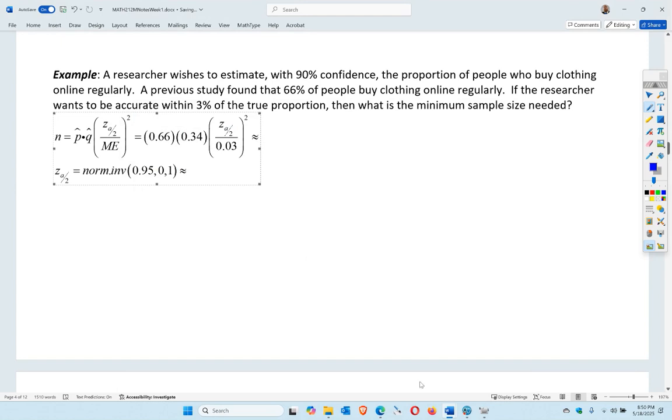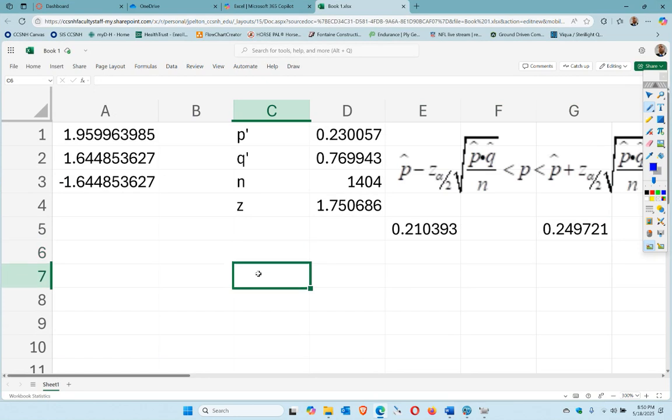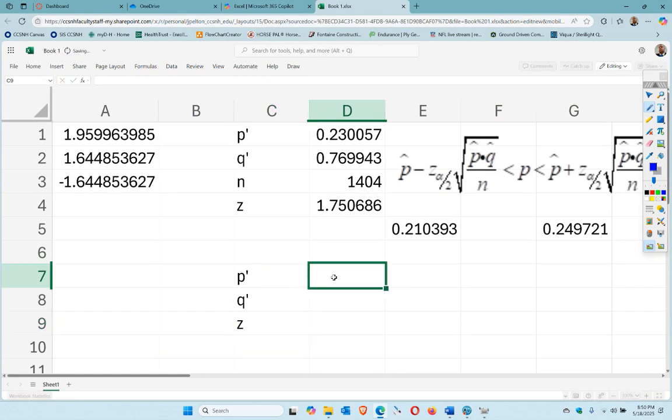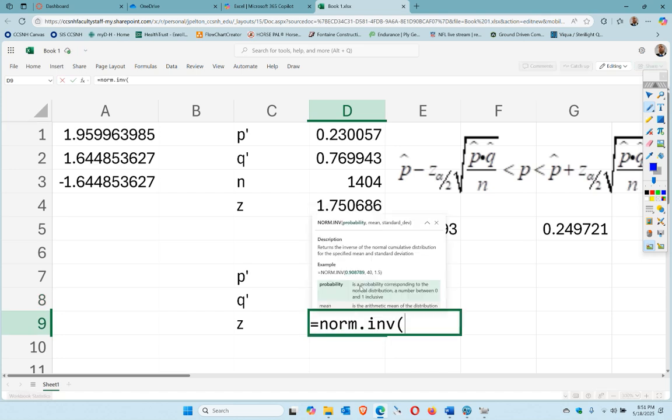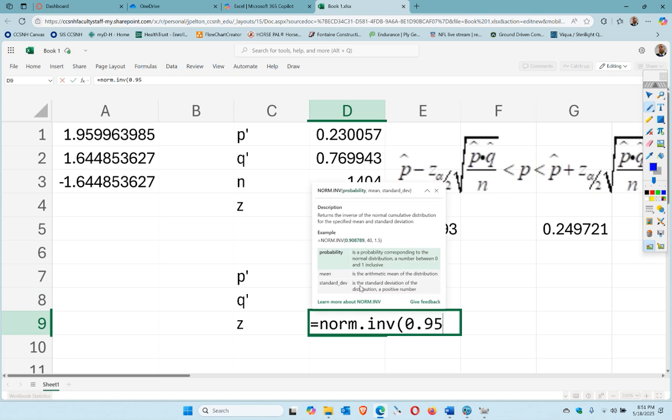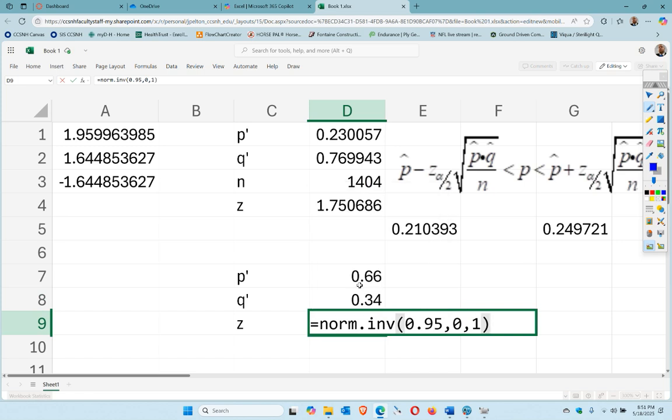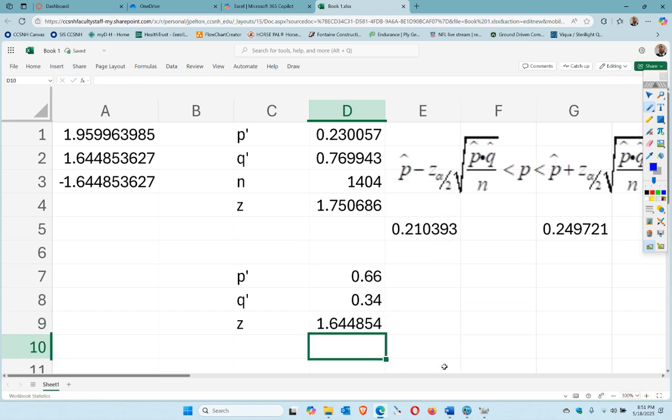So let's take that and put it into the spreadsheet here. So we'll go down to here and we'll do P hat, Q hat. We don't know yet. We need Z, right? So this was, I believe, 0.66, and this was 0.34, right? And the Z was NORM.S.INV. I believe it was 90% confidence, so half that's 5, so add that to it, comma 0, comma 1. So there's the pieces that we need, right?